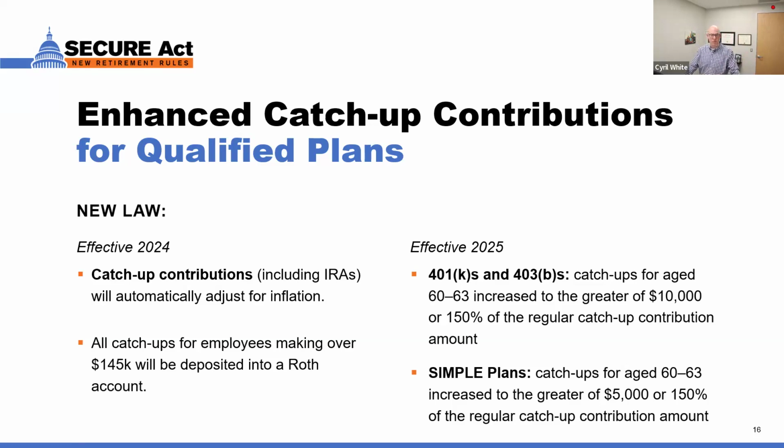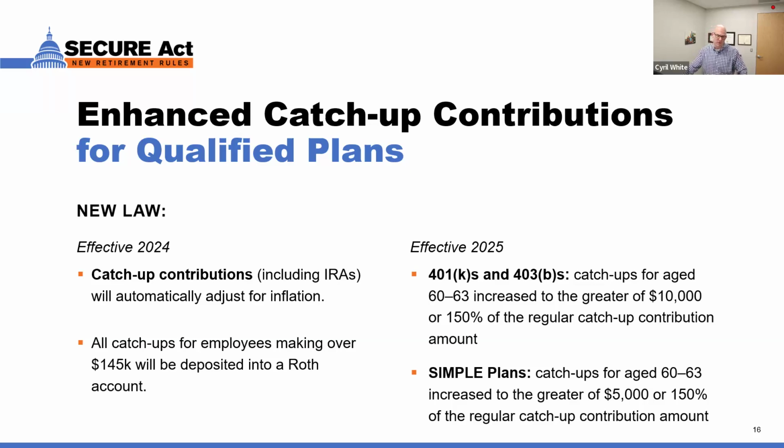Also, catch-ups for employees making over $145,000 per year, what are called high-income employees, have to be deposited into a Roth account. And if the employer does not offer a Roth, the employee will not be able to make the catch-up contribution. So if you're in this situation, you want to make sure your employer has a Roth option for your 401k.